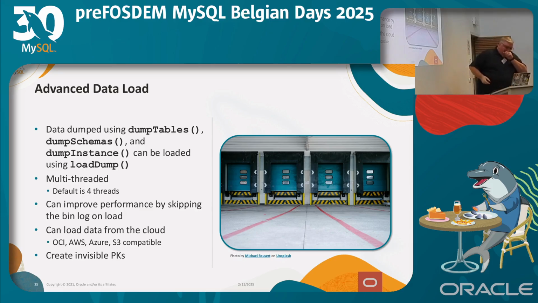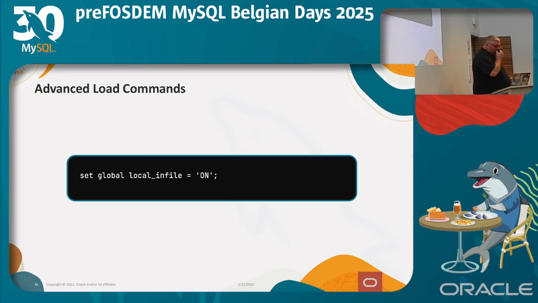And then for when you're doing the load, if the tables don't have invisible keys, you can actually specify to create them when the data gets loaded. Before you load the data, on the target system, you have to make sure local infile is set to on. If you don't, you'll get a message that says, hey, local infile needs to be set to on, go do it.